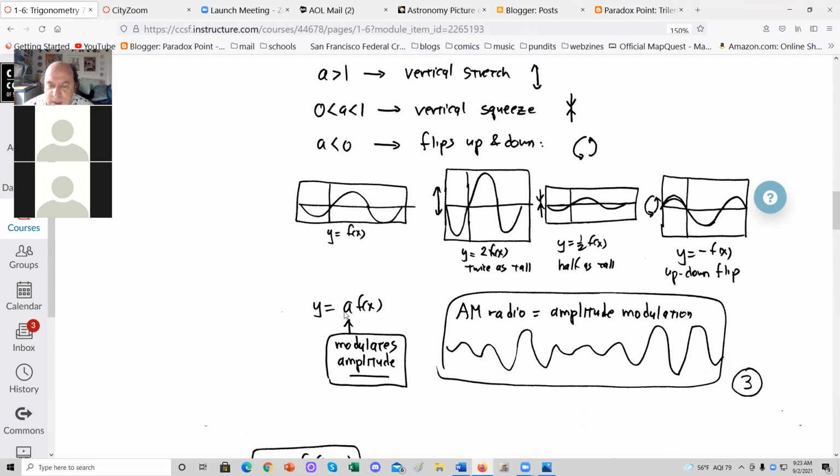Now, you can call this a times f of x outside. It modulates, like it controls the amplitude, how high or short the graph is.